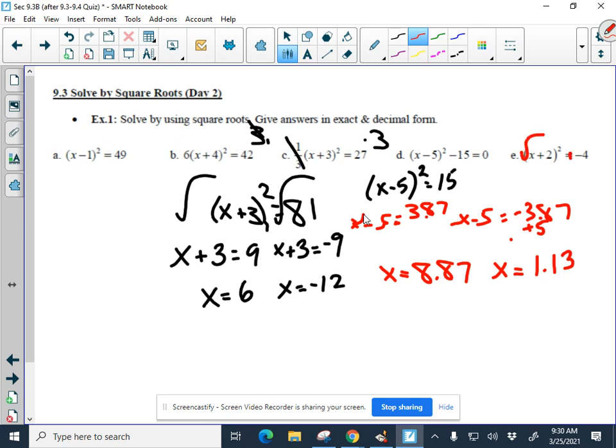E, if I take the square root and I type in the calculator square root of negative 4, can the calculator do a square root of a negative? No. So that one ends up being no possible solution.